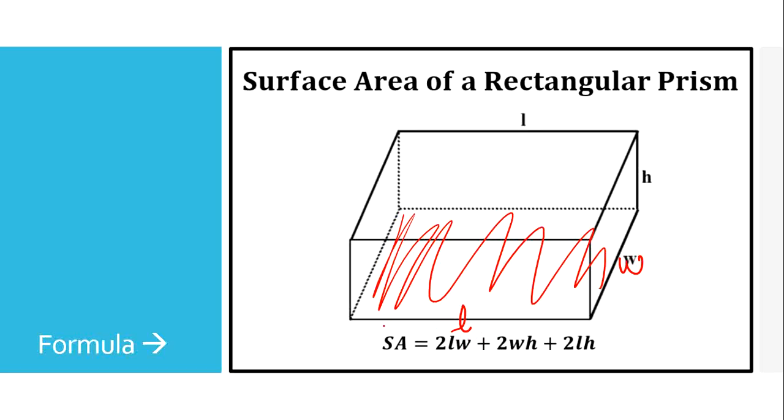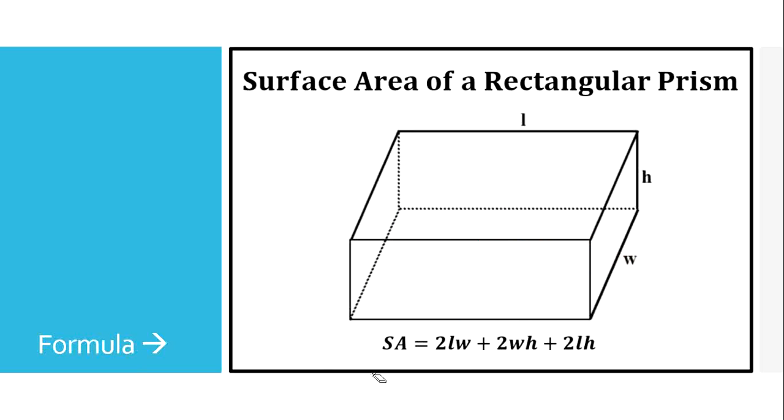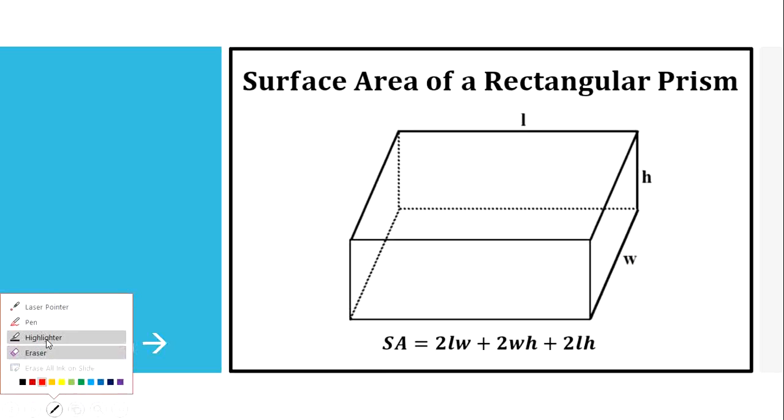So this is the formula. Here, I'll erase the page so you guys can see it. It's going to be 2 times L times W plus 2WH plus 2LH. Okay, so now let's look at some examples.